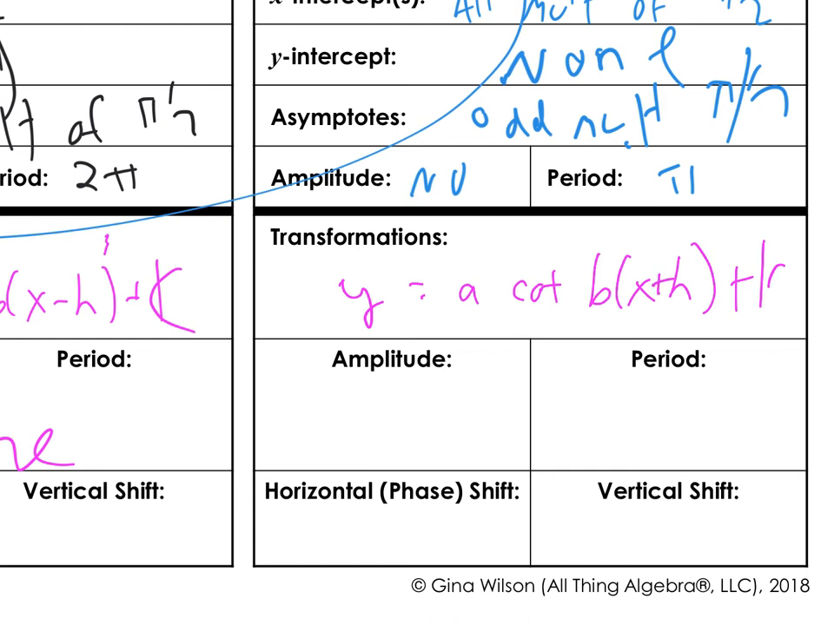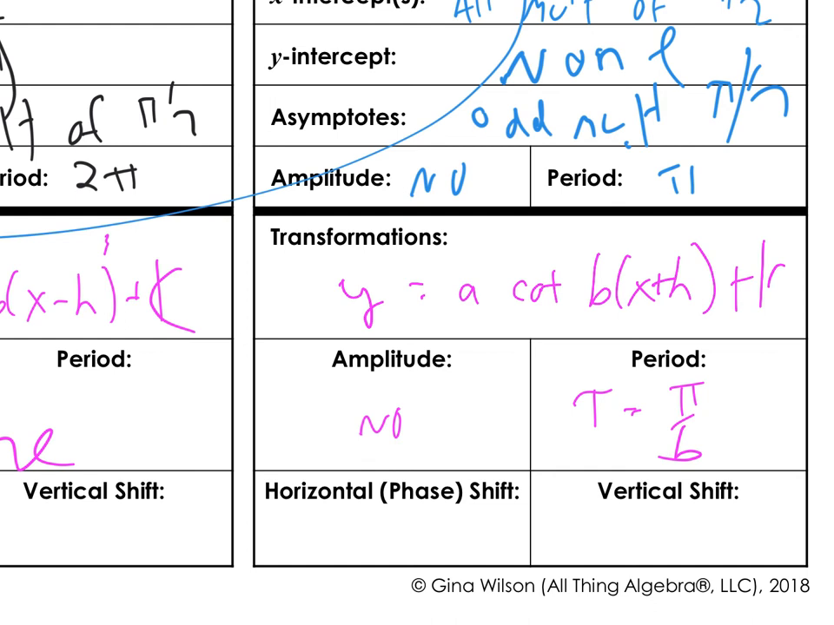The period is pi over b instead of 2 pi. Period will be pi over b. That's for sure. Is there an amplitude? No. Anytime a function has vertical asymptotes, it can't have a max or min.